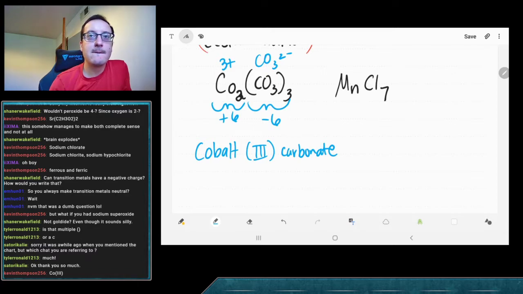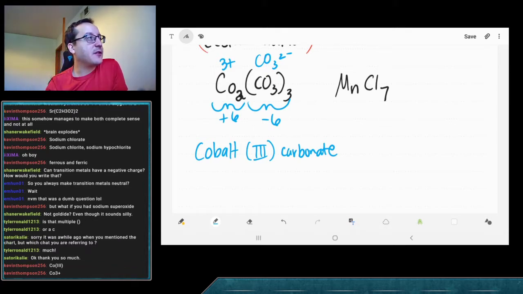Okay. So the hard part is just figuring out the charge. Other than that, the rest of it's the same. Keep the metal name, keep your polyatomic ion name, or anion name the same way.